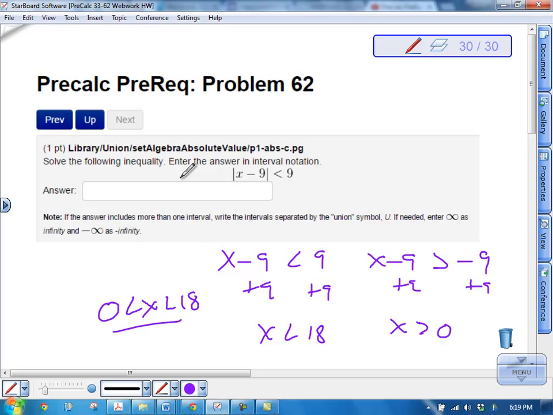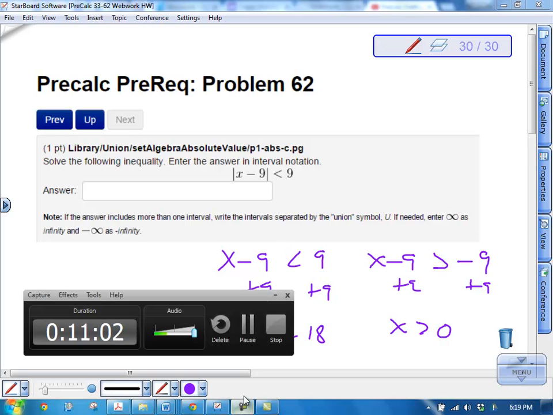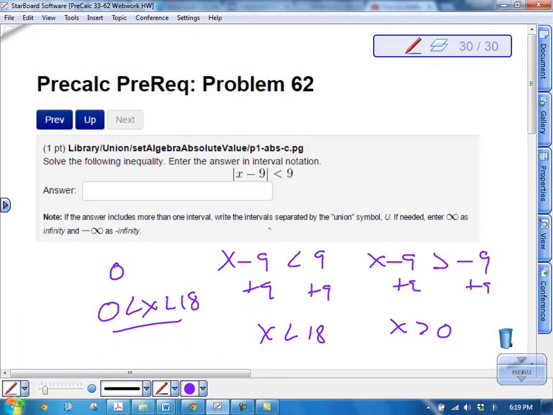It wants the answer in interval notation. So we can do 0 to 18, not including either one of those, because at those points, it's actually equal to 9.